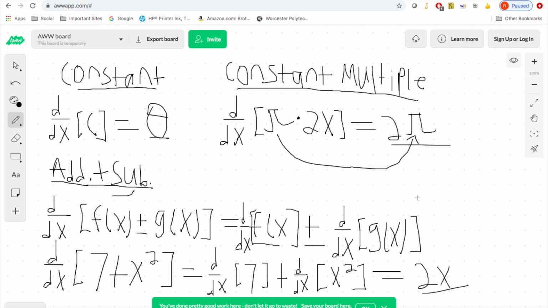And we'll go over the product and quotient rules in a future video, but that's all I have for you for this video for the basic properties of derivatives.